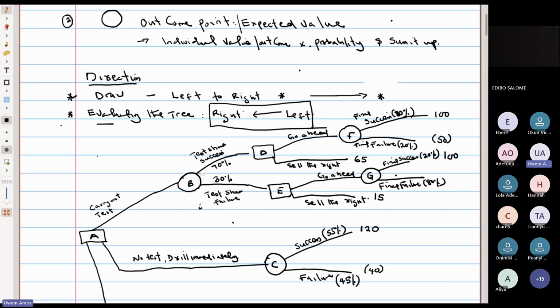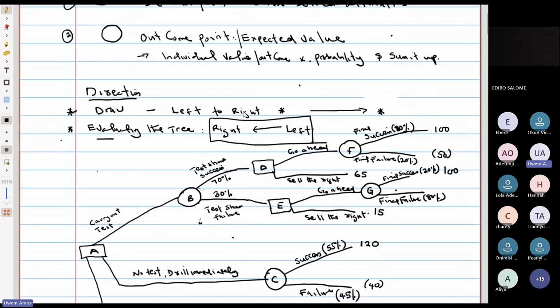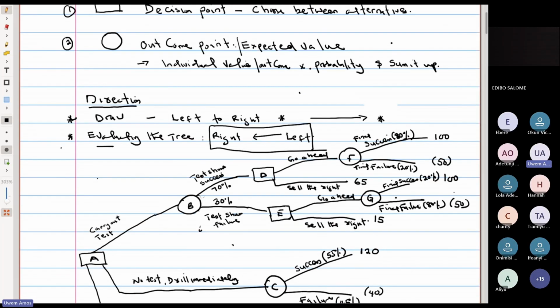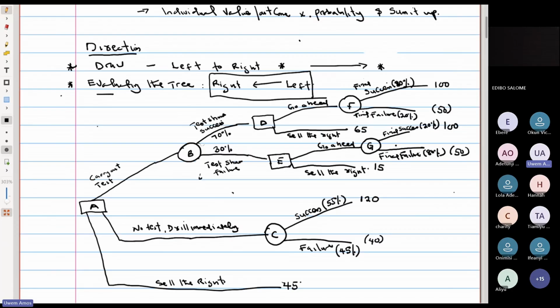And it also says that if it's a failure, regardless of whether the test had shown success or failure, as long as we carried out a test and it's a failure, it is 50. So I think we missed that. We missed that point. So that's the point we missed out there.